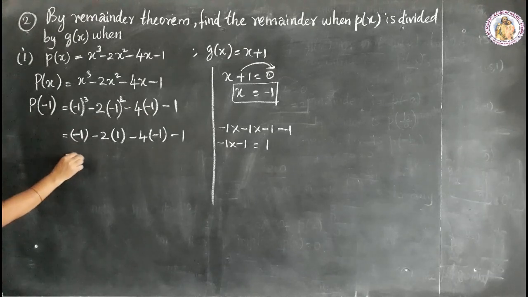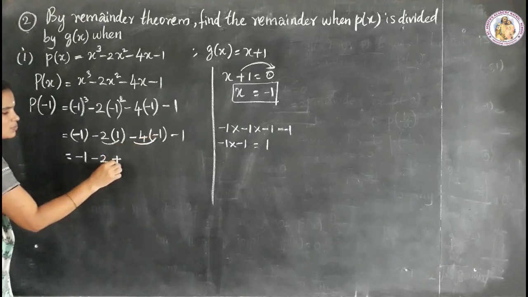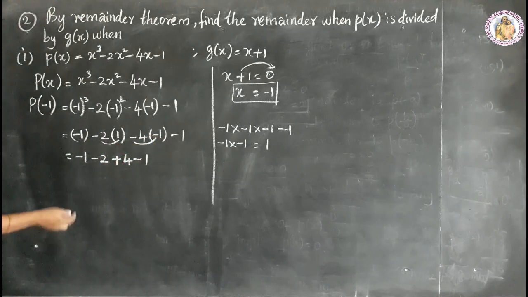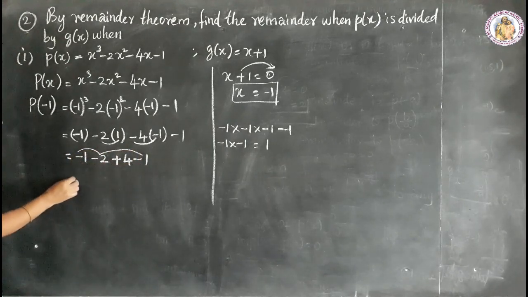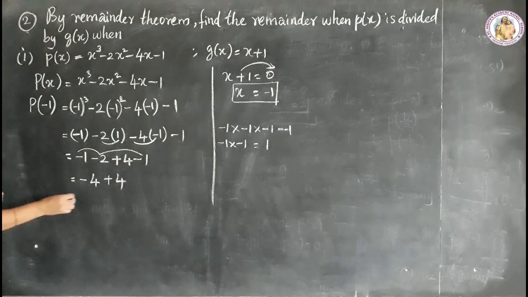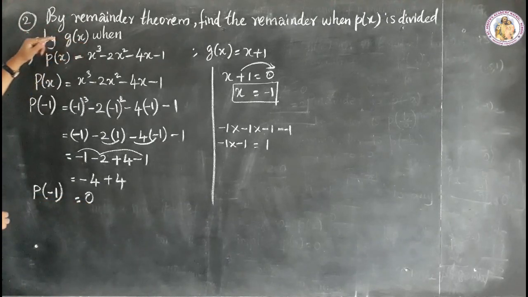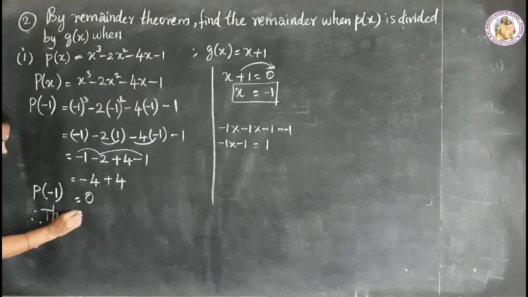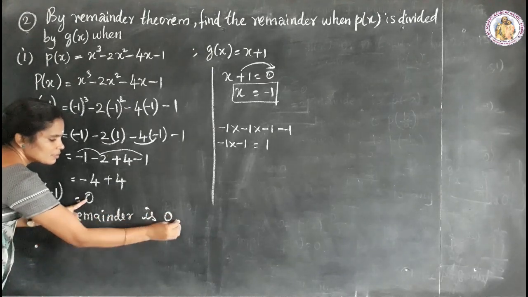Now in the next step minus 1. 2 ones are 2, plus into minus is minus; minus into minus is plus, 1 fours are 4 minus 1. Okay. And here same sign, add: 1 plus 2 is 3, 3 plus 1 is 4. So minus 4 plus 4. Minus 4 plus 4 is equal to 0. So therefore P of minus 1 is equal to 0. So by remainder theorem, the remainder when P of x is divided by g of x is 0. Okay.